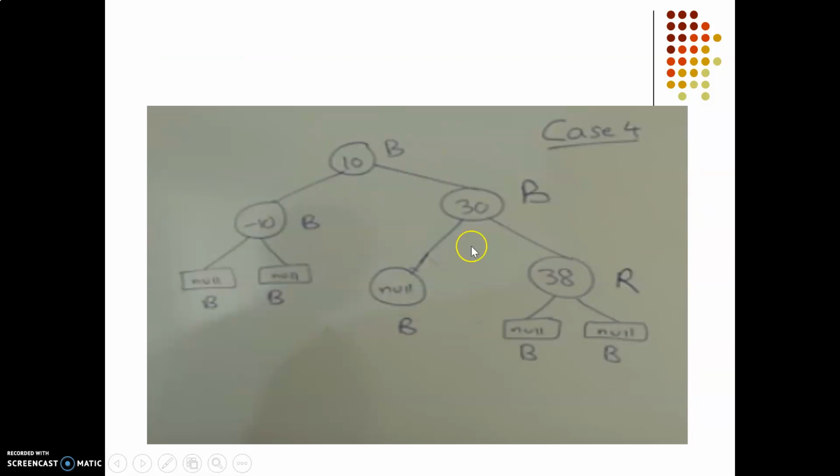So this is the final case. Case number 4: this is black, this is red, and this is a single black. Now you can see this is a red black tree. This is a valid red black tree because the number of black nodes is the same in each path. So this is how you have to check.